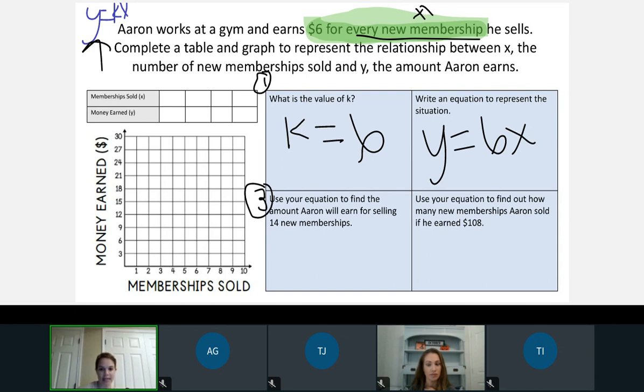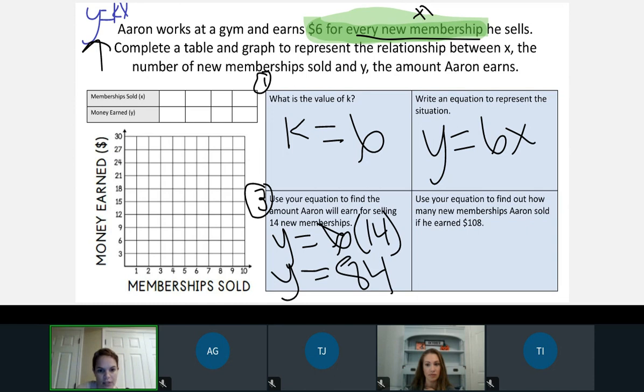Good. Exactly. So what I'm going to do is plug in 14 for X. So instead of having 6 times X, I'm going to do 6 times 14. So how much money would he make if he sold 14 new memberships? What do you think? Good. Exactly. $84. Perfect.